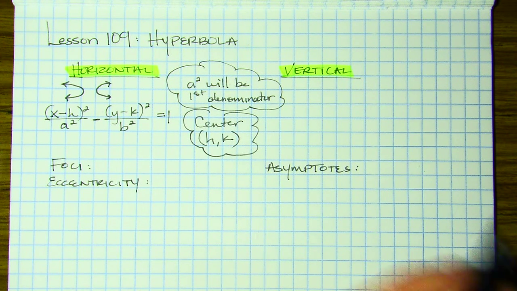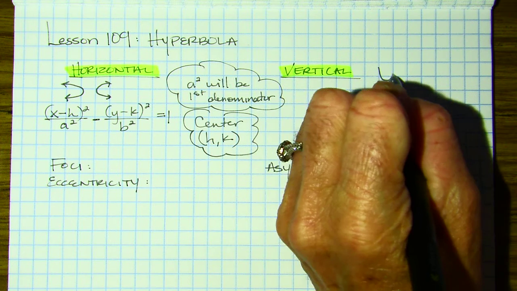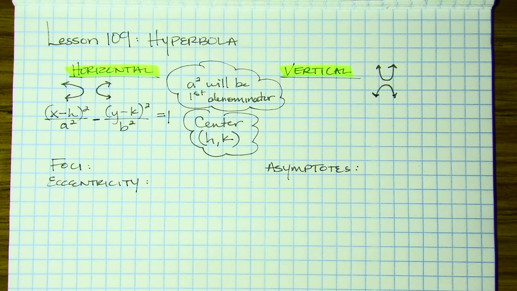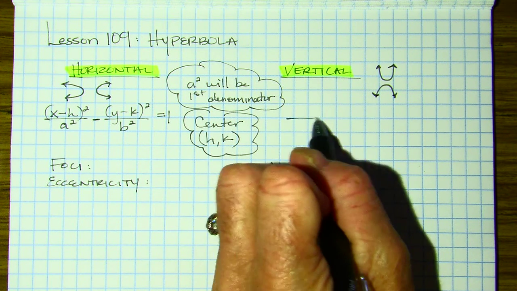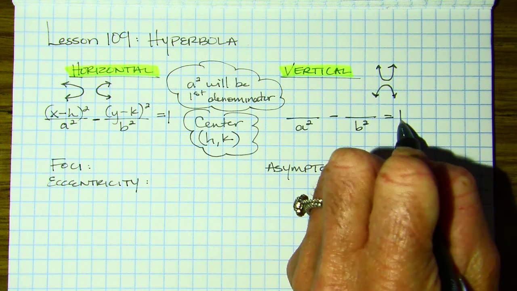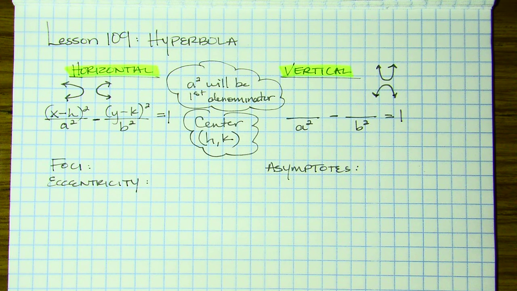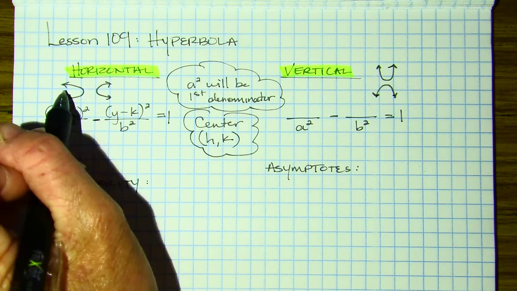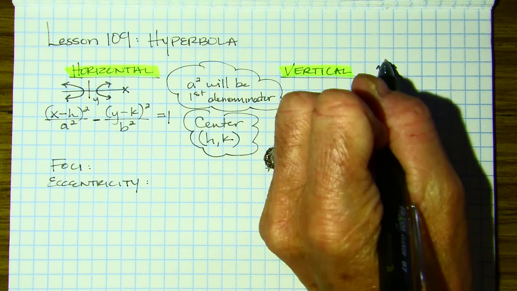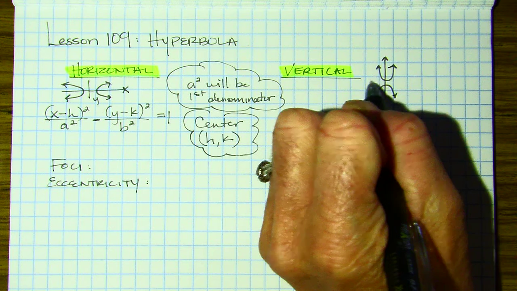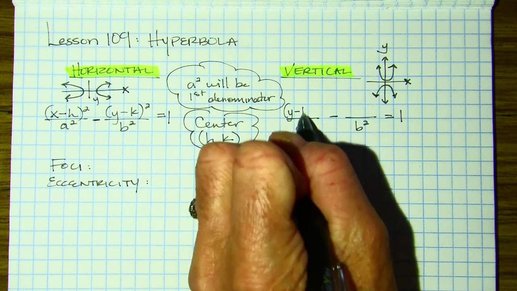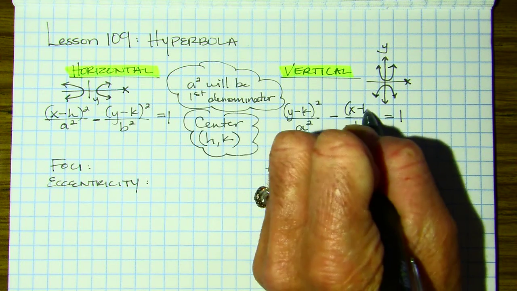Now, the only difference with a vertical is that it will open up and down. You're going to have two curves. You still have a squared first, so b squared is here, and you still have equals 1. The part that changes: the horizontal one opens across your x-axis, versus a vertical, which opens across our y-axis. So in that case, our y value will be listed first.